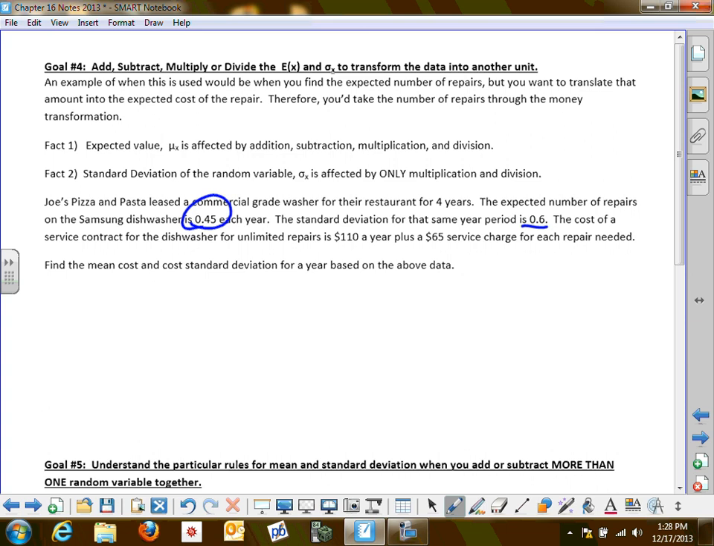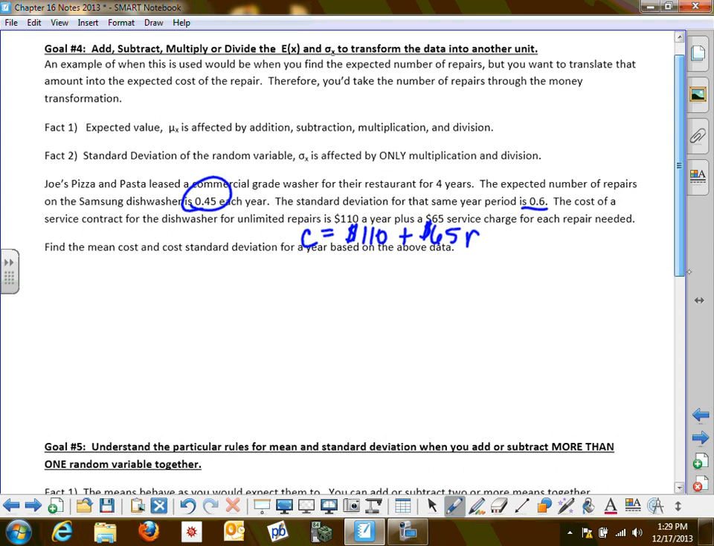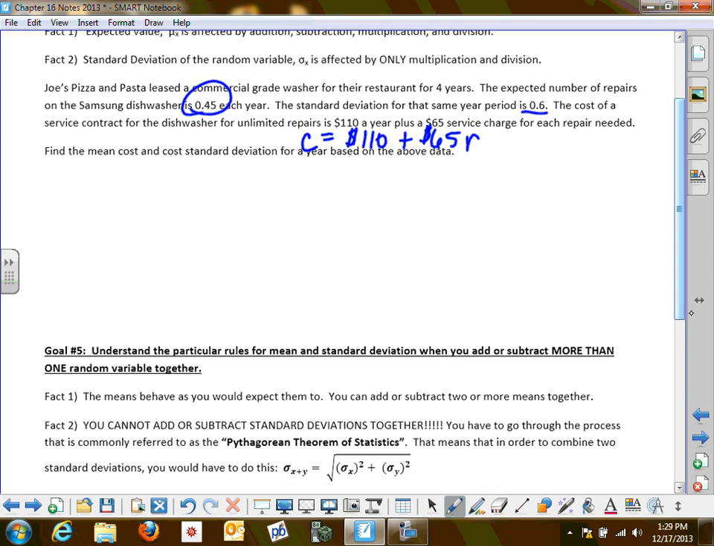Now, for the service contract, we're going to transform repairs into money. That transformation equation is the cost is $110 plus $65 per repair, and that's for unlimited repairs. So even if it has to be replaced, they show up, you are just charged $65 for them showing up, and you get a new dishwasher. Find the mean for the cost and the standard deviation for the cost.